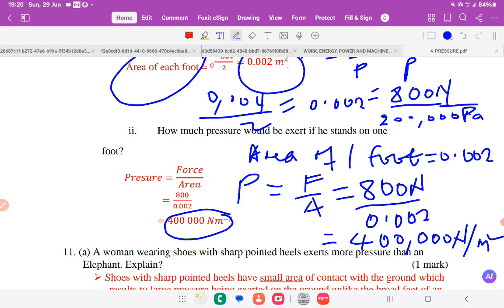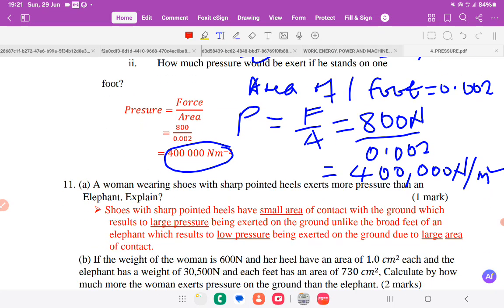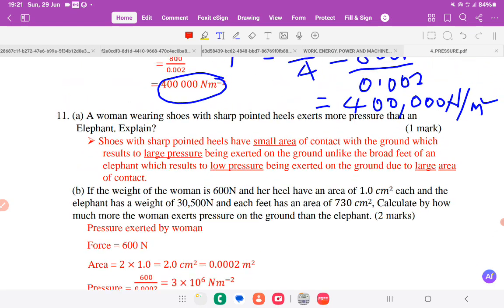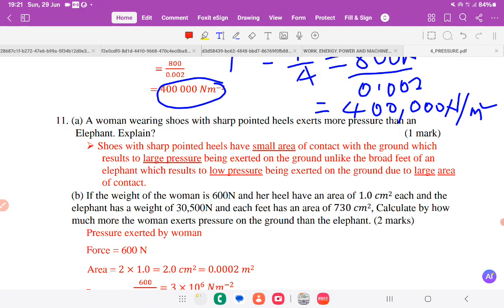Thank you. This is what you are supposed to have done in an exam. If you were asked to do this kind of problem, that's what you actually do. All right, question number 11. You're told a woman wearing shoes with sharp pointed heels exerts more pressure than an elephant. This again is to do with the effect of area on pressure.